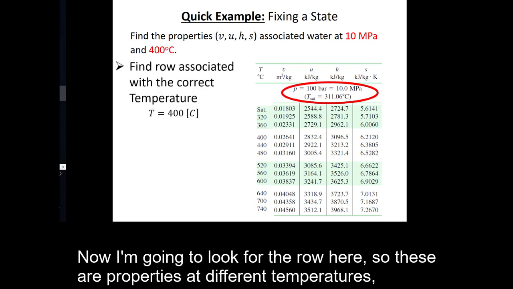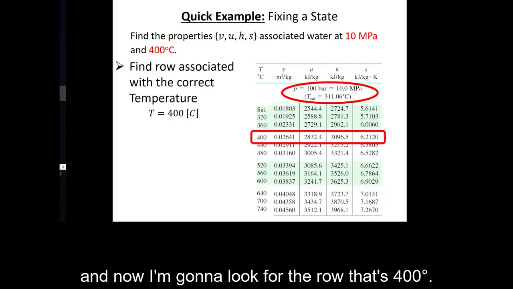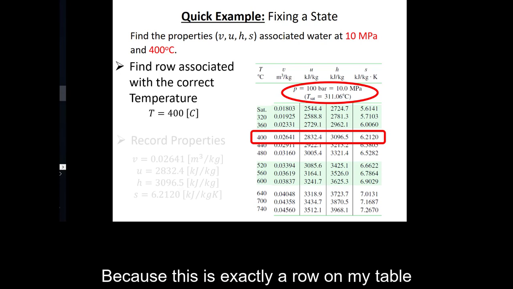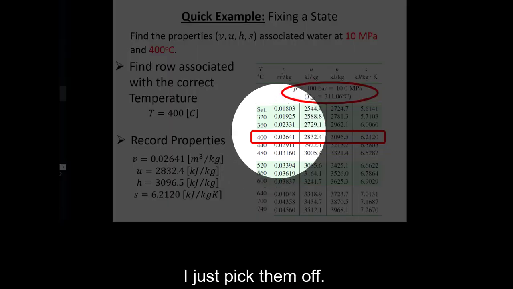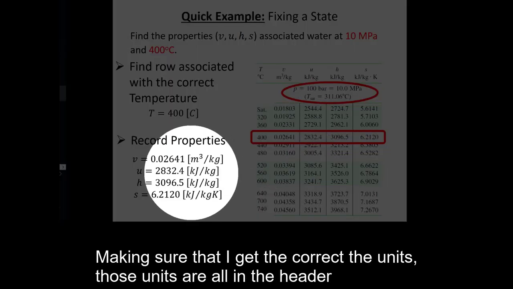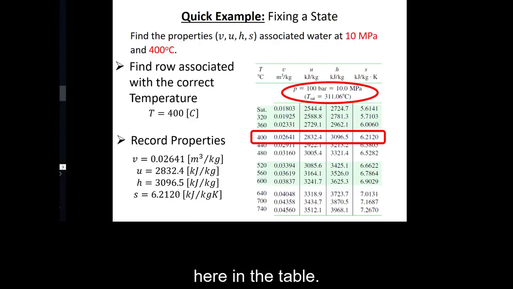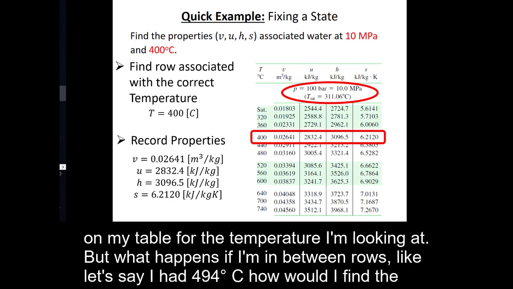Now I'm going to look for the row here. So these are properties at different temperatures. And now I'm going to look for the row that's 400 degrees. Now here I'm fortunate because there is a row that's actually 400 degrees. Because this is exactly a row on my table, it's not too difficult to get these properties that I'm looking for. I just pick them off, making sure that I get the correct units. Those units are all in the header here in the table. So it's not that hard if I have the right row on my table for the temperature I'm looking at.